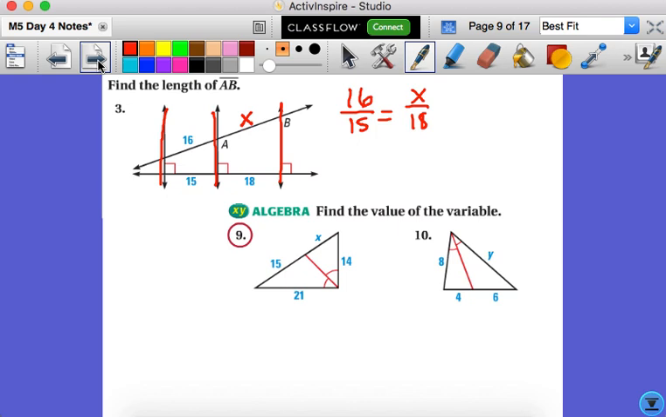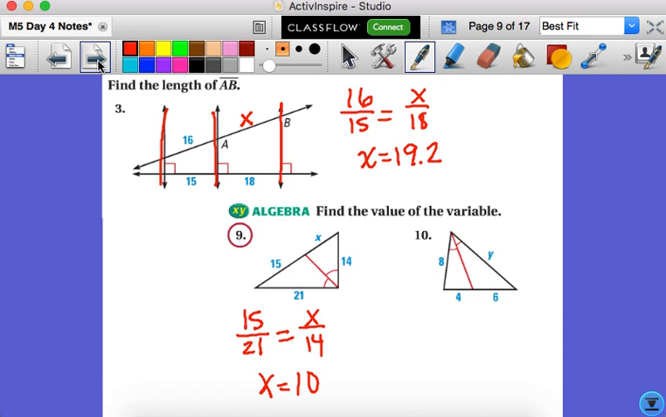And if I solve that proportion for x, x comes out to be 19.2 exactly, so I can use that hard equal sign instead of the rounded equal sign. The next two questions have an angle bisector, so I can say 15 over 21 equals x over 14. I can cross multiply, and I find out that my x value is 10.